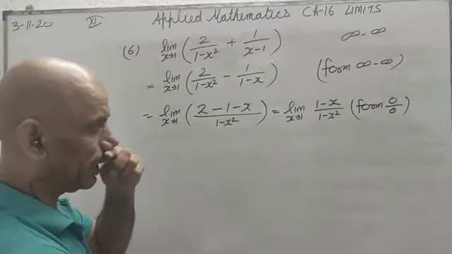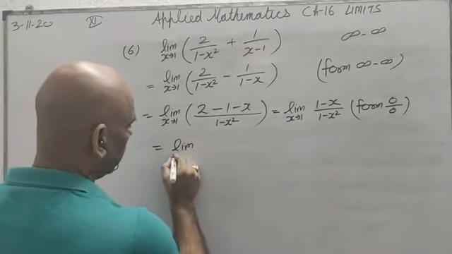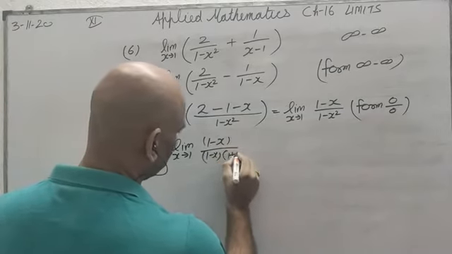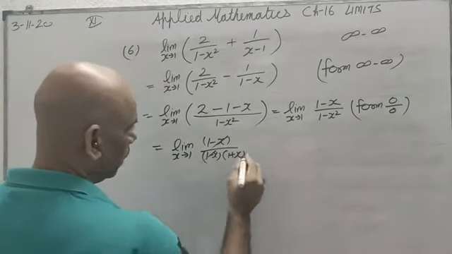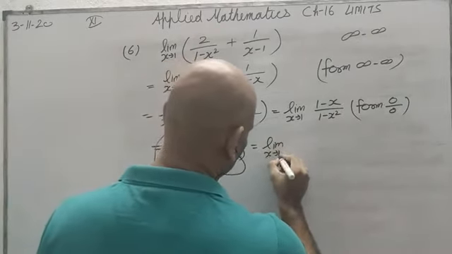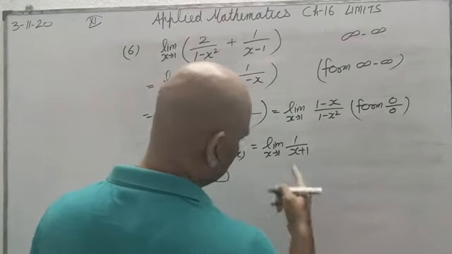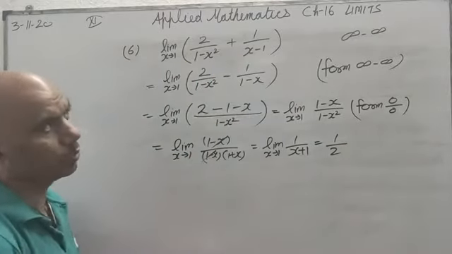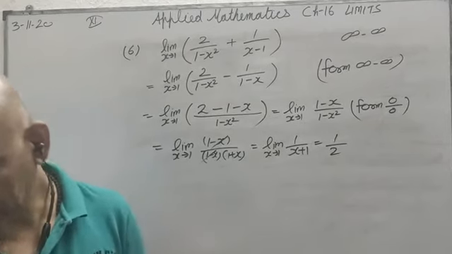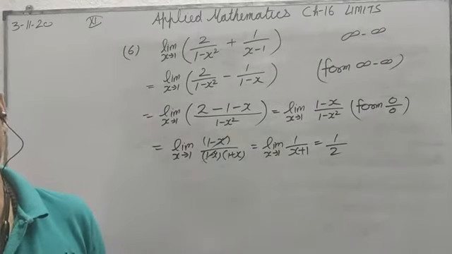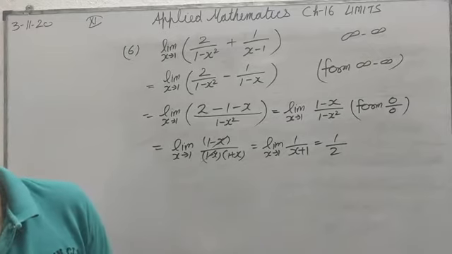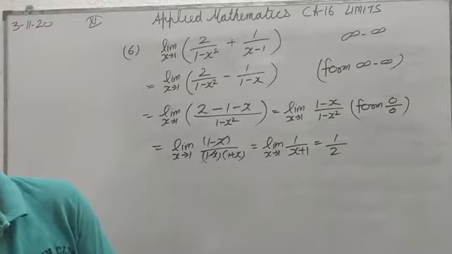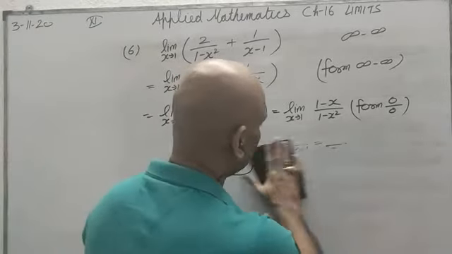And once it is 0 upon 0, then you factorize it. Limit x tends to 1, it is (1 minus x) upon (1 minus x)(1 plus x). 1 minus x is cancelled. So I got limit x tends to 1, 1 upon 1 plus x. Now 0 upon 0 is not there, so substitute the value, I got 1 upon 2. So this way you will reduce infinite minus infinite into 0 upon 0, and once it is 0 upon 0 then you will factorize it, and once the factorization is done then you will substitute the values. This was example number 6.